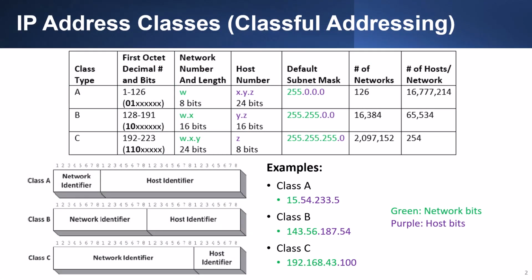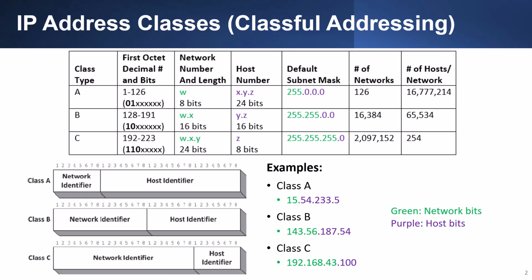If you remember from our last video, the primary classes are A, B, and C. If the IPv4 address starts between 1 and 126, it is a Class A with the default subnet mask of 255.0.0.0. A Class B starts with 128 to 191, which has the default subnet mask of 255.255.0.0. And a Class C starts between 192 and 223 with the default subnet mask of 255.255.255.0. Remember, the subnet mask tells you which bits are the network bits and which bits are the host bits.